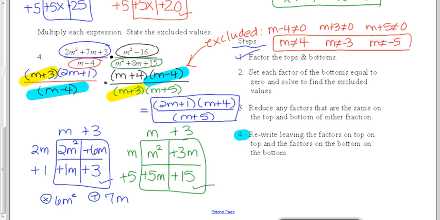So go ahead and turn the page over and pause the video while you do problem number 5. Remember to state the excluded values and factor everything, and then you can unpause the video and see how you did.